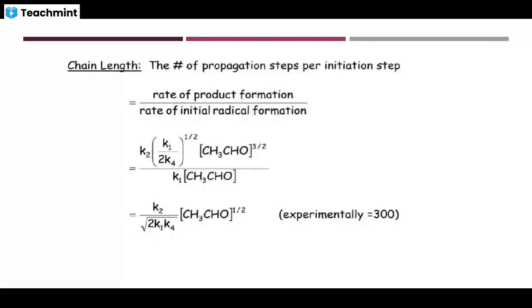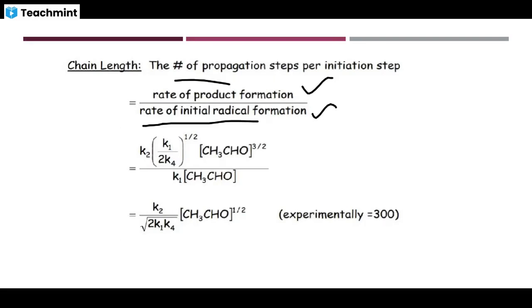Chain length is the number of propagation steps per initiation step. The rate of product formation divided by the rate of initiation determines the chain length: how much the rate of initial radical formation, and how much the rate of product formation.